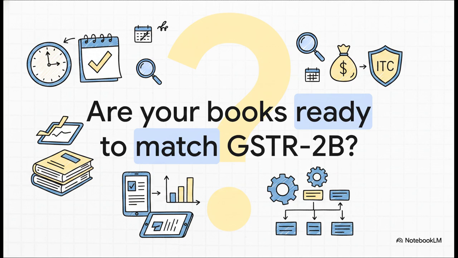Your GSTR 2B is generating soon, and the deadline is always creeping up. The real question is, are your books actually ready to match it? Have you fixed those tiny spelling errors? Have you checked your effective dates? Take the structured reconciliation steps we covered today, go apply them to your software right now, and make absolutely sure you aren't leaving your hard-earned input tax credit on the table.